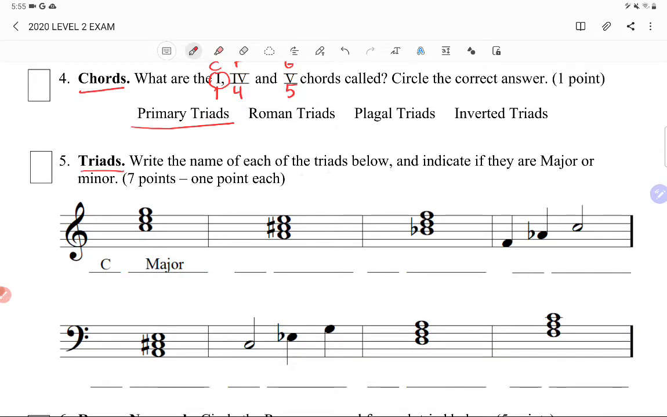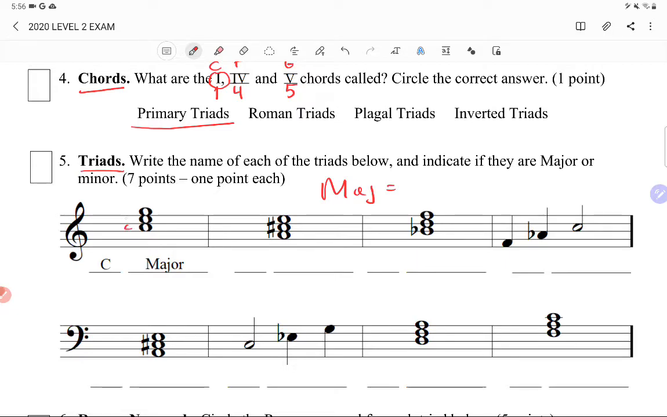Write the name of each of the triads below and indicate if they are major or minor. I believe we had the same thing a level before that, level 1, but let's review, okay? Remember, in order to tell if the triad is major or minor, you either have to count whole steps and half steps, or you can actually look at the circle of C. So let's actually do both. Remember, a major triad, so for example, C major, right?